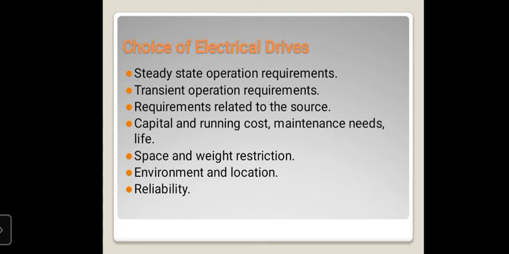Then the transient operation requirement. That means if we use a motor, then the values of acceleration, deceleration, starting, braking, reversing, like that, all the transient operation requirements must also be fulfilled. The next point is requirements related to the source. That means what kind of electric source is available. Based on that, we have to choose electrical drives.